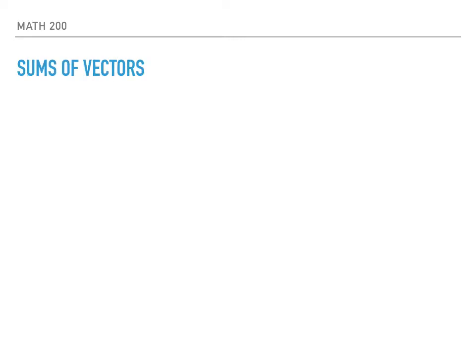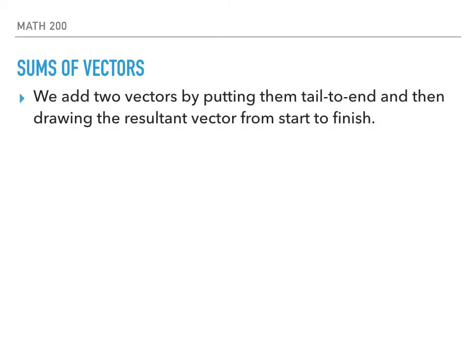Now, how about operations? So all of the operations on vectors need to be definable just in terms of those arrows. Okay, so it's all visual, and then we get to how to do it algebraically. So here's how we add 2 vectors. We draw them tail to end, and then draw the resulting vector start to finish.